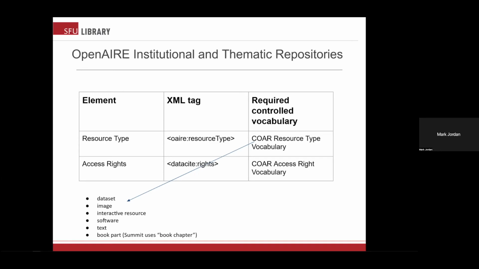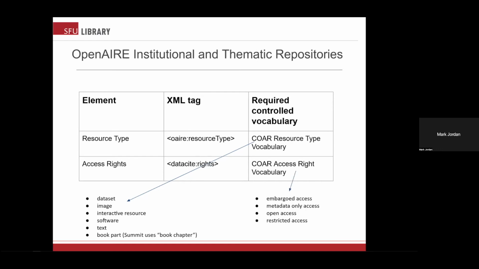And in order to compensate for this, when there's a request for the OpenAIRE OAI-PMH, we cannot use the taxonomy term that we normally use in the repository. It must be converted on the fly into one that's compliant with the core resource type vocabulary, in this case, book part. So there's code that will do that conversion.